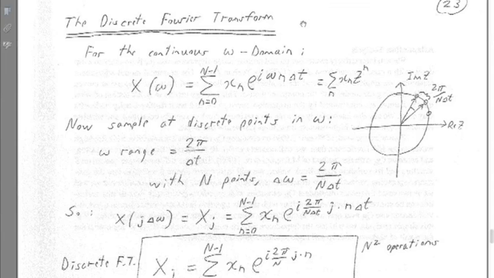We had the FT, that's the continuous Fourier transform. This is the discrete Fourier transform, the DFT. The DFT goes from sampled data in time to sampled data in frequency. Okay, sampled Fourier transform data in the frequency domain. So here's an expression at continuous frequency.